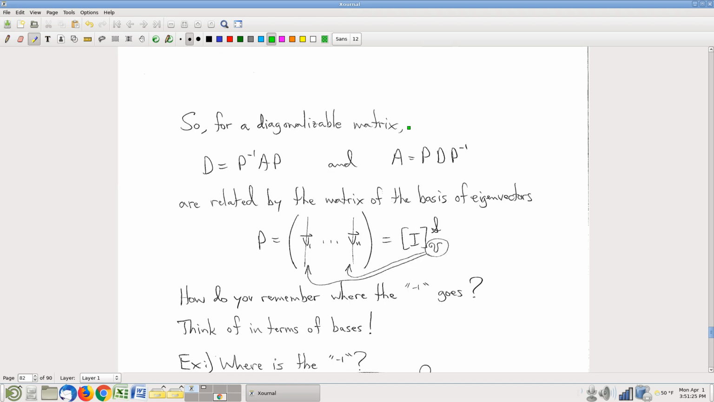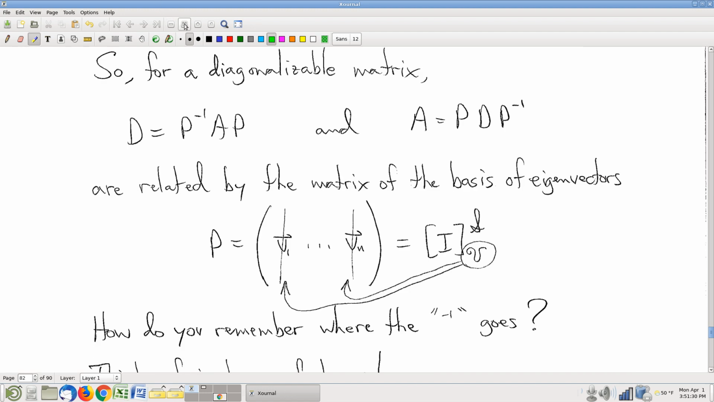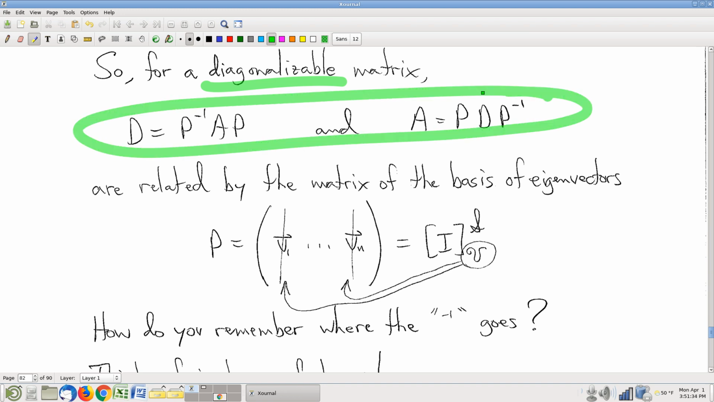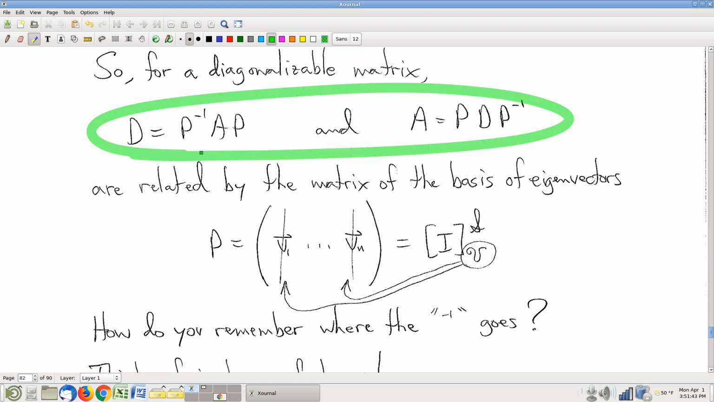So kind of a summary here. Here's what diagonalizability looks like. Remember, diagonalizability means A is conjugate to a diagonal matrix. That can go either way. Either D is a conjugate of A, or A is a conjugate of D. Take your pick. Algebraically, these are equivalent.